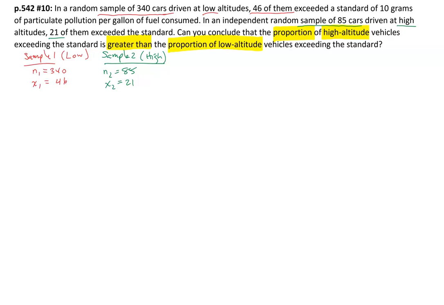So that language is a little bit tricky. So I'm going to write that down. So we're seeing does the high altitude exceed, is it greater than the low altitude, which is a little bit backwards from what we've got. I'm calling my second sample the high altitude and the first sample the low. So if I flip this around, we're saying that P1 is in fact less than P2. So that's what we'll use in our hypotheses.